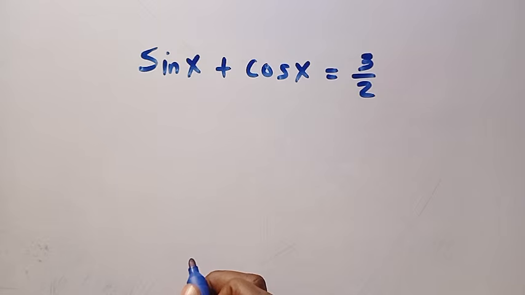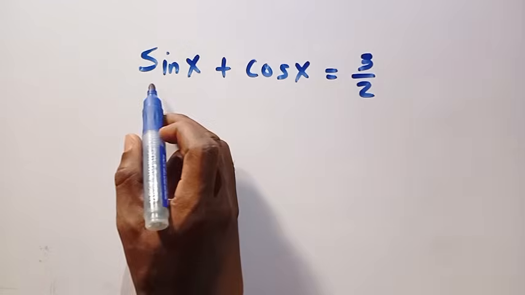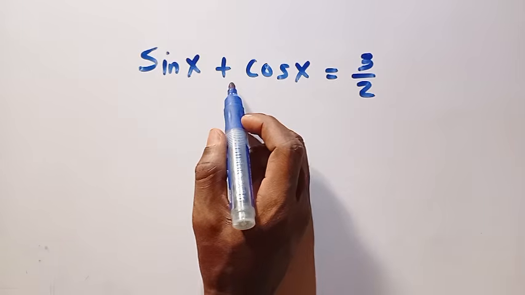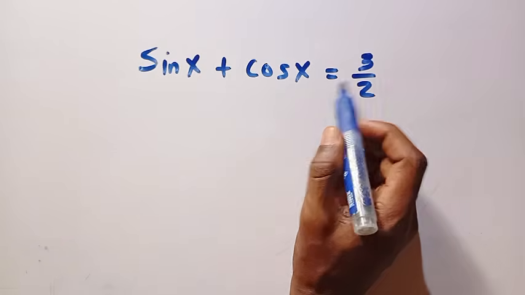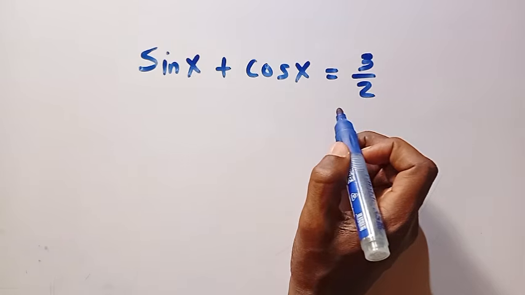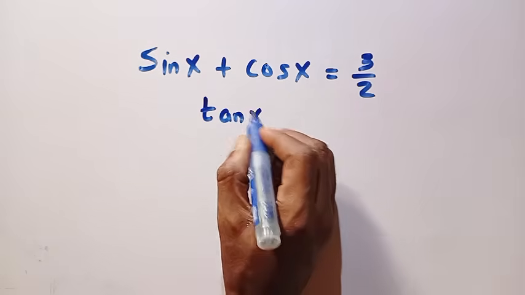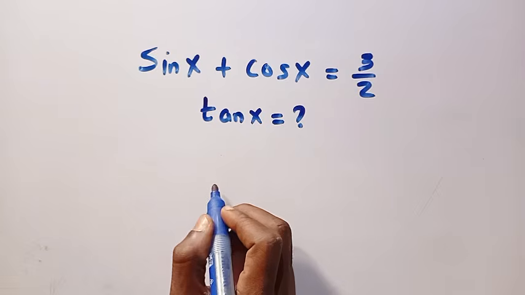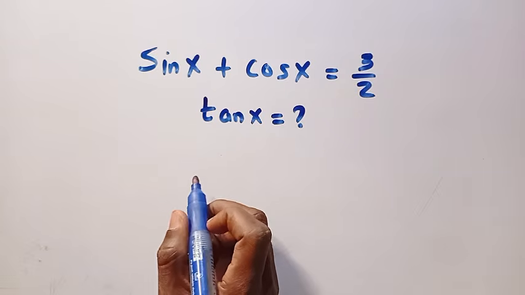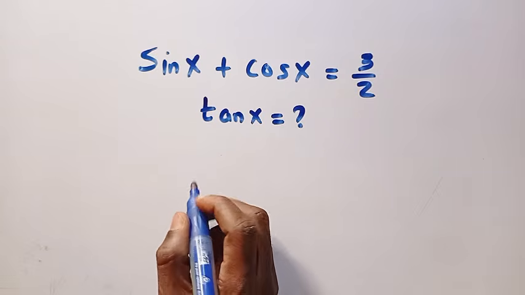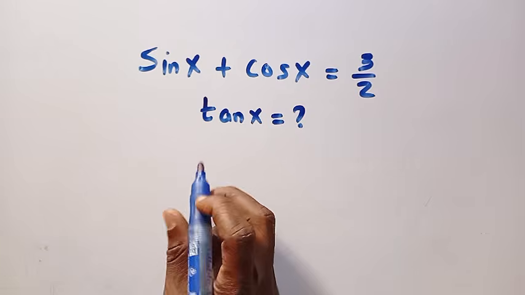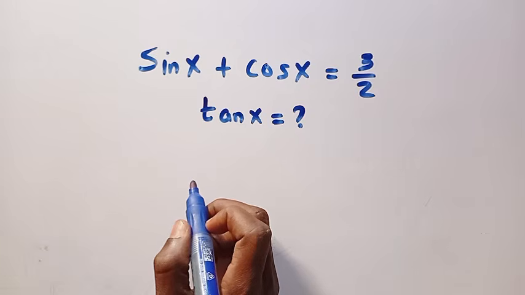We have these interesting trigonometric equations. We have sine x plus cos x equals 3 divided by 2. As the question says, find tan x. So how can we solve this problem? This is an interesting trigonometric equation and I'll be solving it step by step.